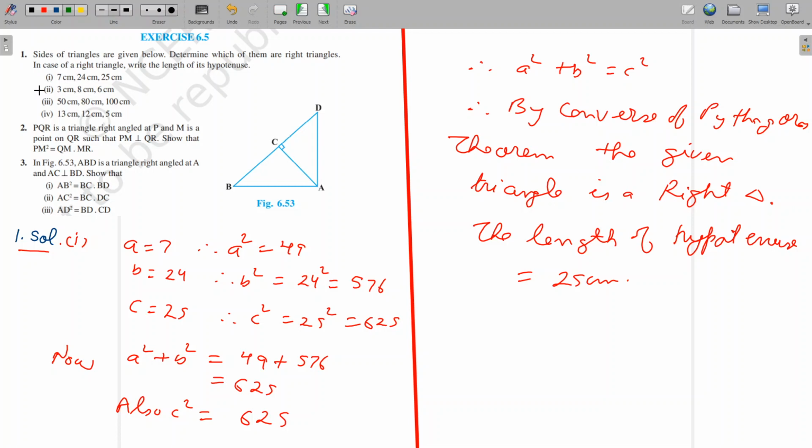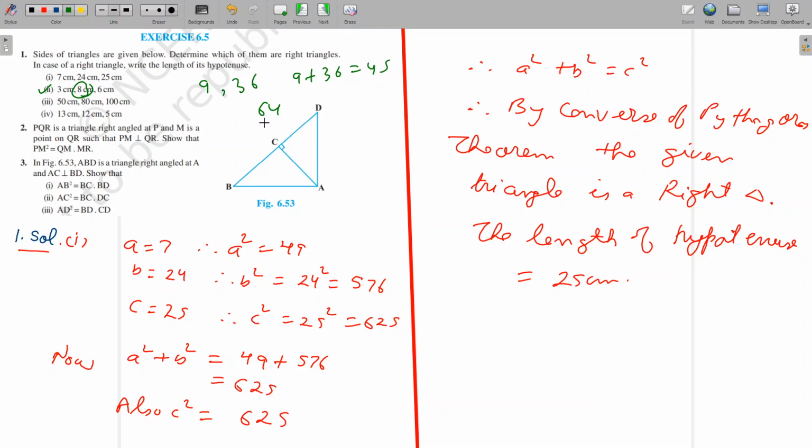Now we will go to question number 1, second part. We have three sides here: 3, 8 and 6. Out of this, the largest side is 8 centimeter. We take the squares of the other two: the square of 3 is 9 and the square of 6 is 36. If we add them, 9 plus 36 is 45, and the square of 8 is 64. So 45 is not equal to 64. Therefore, the converse of Pythagoras theorem is not applicable here. That means the given triangle is not a right triangle.